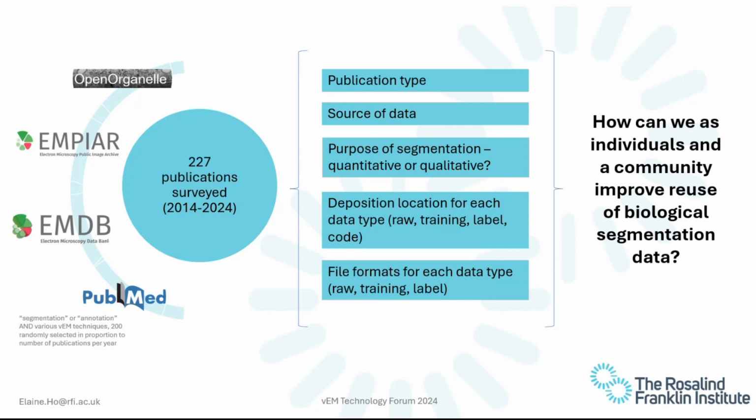For each of the publications, we studied the publication type. So was it a software paper? Was it a bio paper? Where all of these studies got their data from, and why they did the segmentation. So was it quantitative? Was it qualitative? And also for each study that made data, where did this data end up after it was published, and what file formats were used for it?